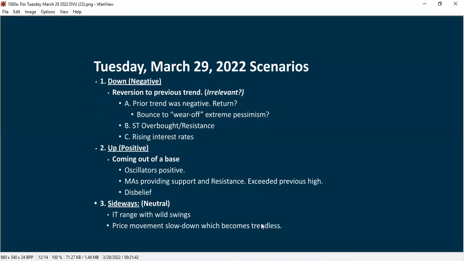So our different scenarios, if we're looking negative, A is still the most improbable right now, where we go back to the trend before the Fed meeting, which had been negative, and we're only bouncing to wear off the excessive pessimism that we were seeing at that time. Well, that's looking less and less likely now. A more likely scenario would be either B or C.